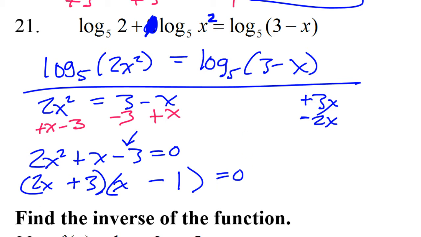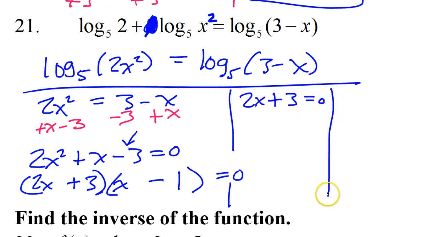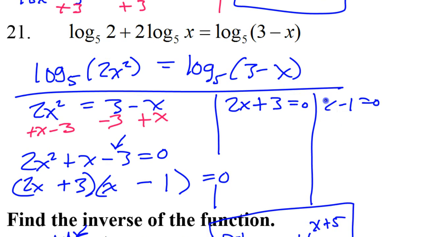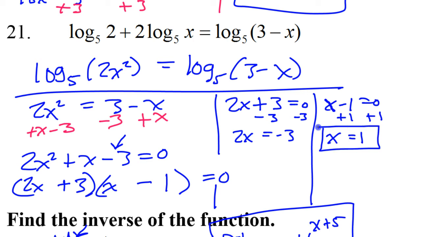Any questions so far? So 2x plus 3 equals 0. X minus 1 equals 0. Alright, of course we'll solve this from here as we normally would by subtracting 3 from both sides and adding 1 to both sides. So that'll give me 2x equals negative 3. And over here I'll have x equals 1. And if we divide both sides by 2, then I have x equals negative 3 over 2.